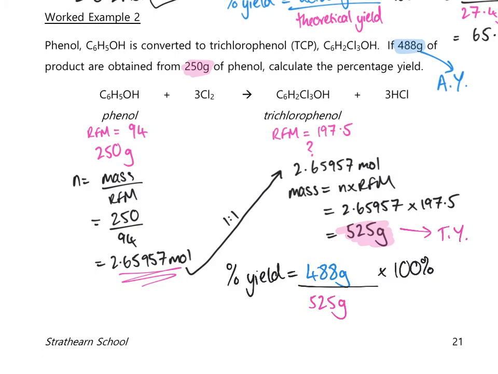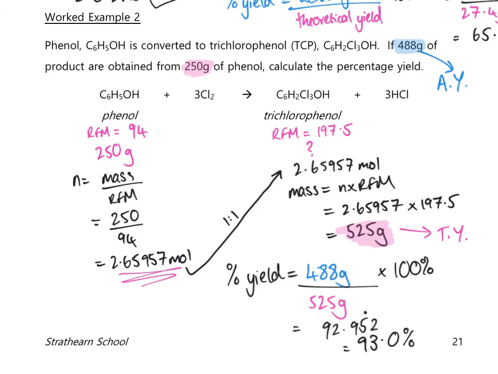So the actual yield given to you in the question is 488 grams. The theoretical yield we just worked out from our moles calculation to be 525 grams. That comes out as 92.952%. But again, I would probably round that off to 3 significant figures. That 5 will bring that 9 up to 10 essentially. So that will be 93.0%.